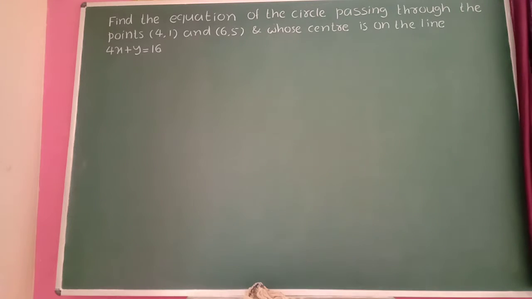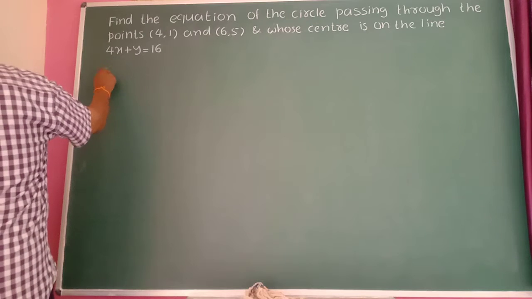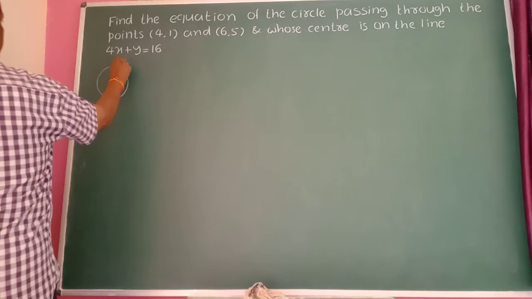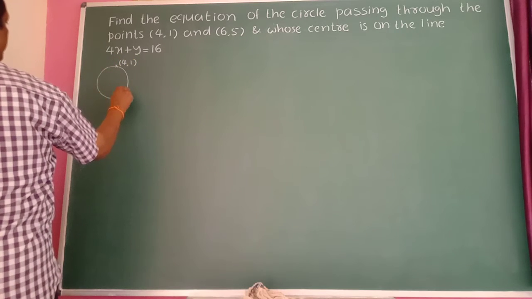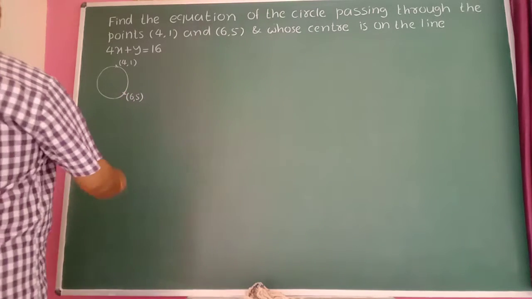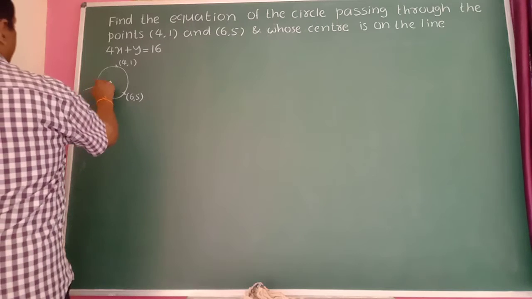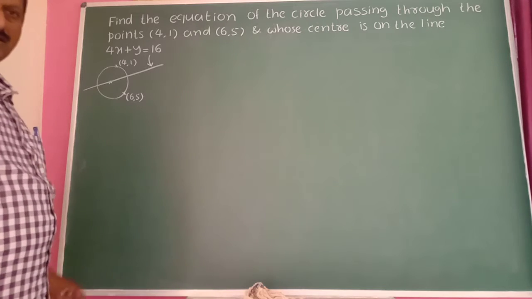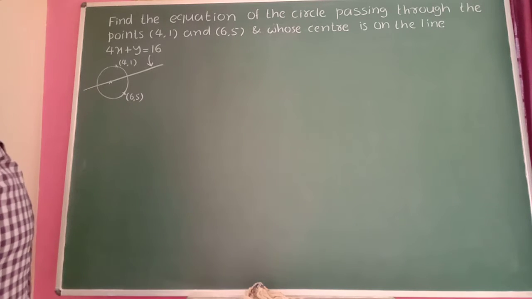Find the equation of the circle passing through the points (4, 1) and (6, 5), whose center is on the line 4x + y = 16. This means a circle passing through two points: this is one point, (4, 1), and the second point, (6, 5). The circle passes through these two points and the center of the circle lies on the line 4x + y = 16. The diagram is not important here, the solution is important.